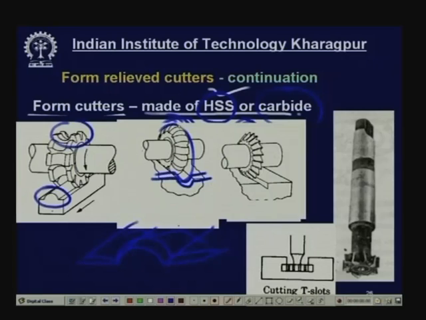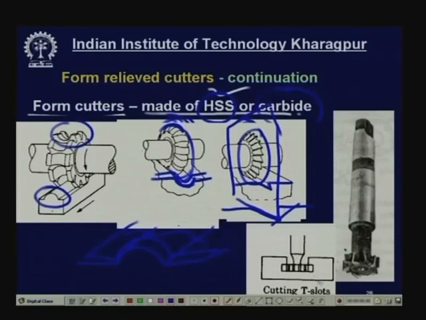Now, this configuration of the form of the tool is a replica of the profile of the job wanted. Suppose you want to produce a V groove, but inclined, say like this, a groove like this. So, this cutter has to be like this. So, this is the cutter. It can be double V also.